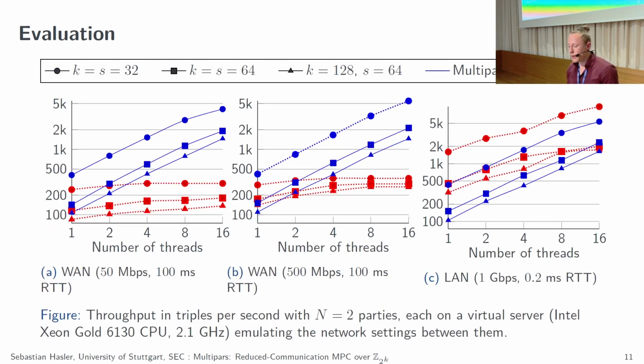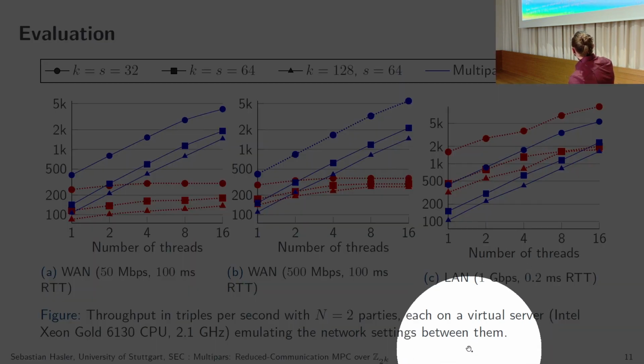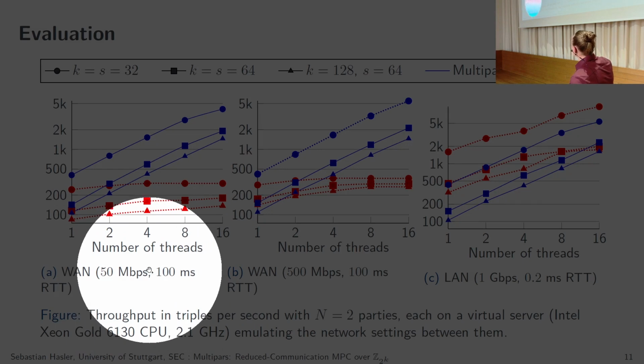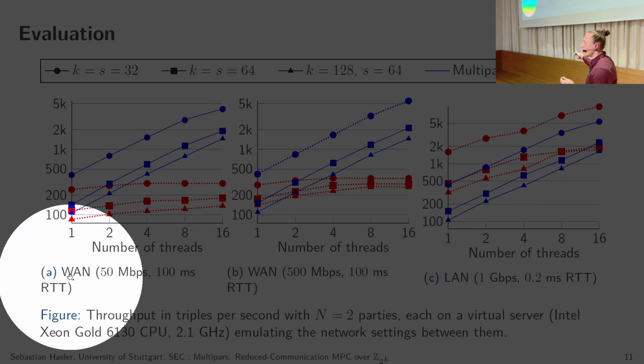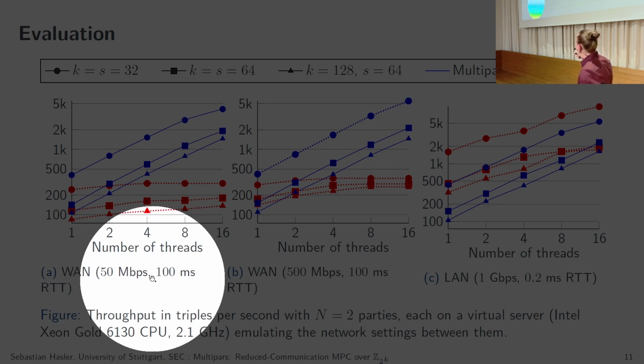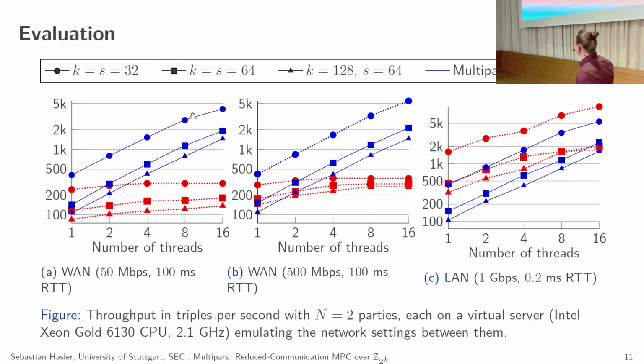And we also implemented MultiPars in the Rust programming language and performed extensive benchmarks, where we see that especially in low bandwidth settings, which are very relevant in case of hosting it in the cloud, where bandwidth might be very expensive, we outperform the previously implemented Z2k protocol from MP-SPDZ.